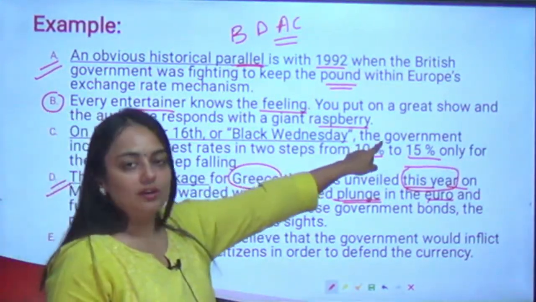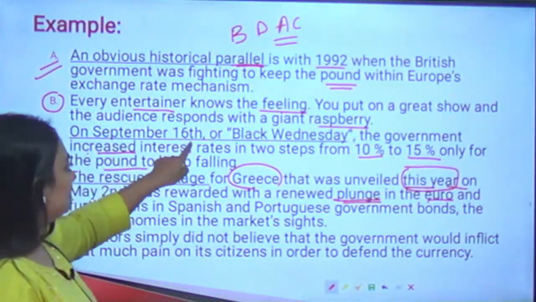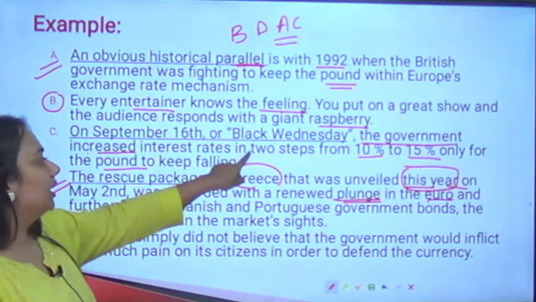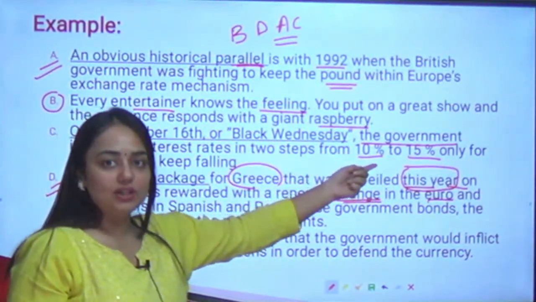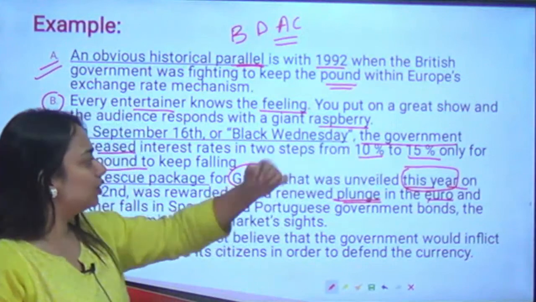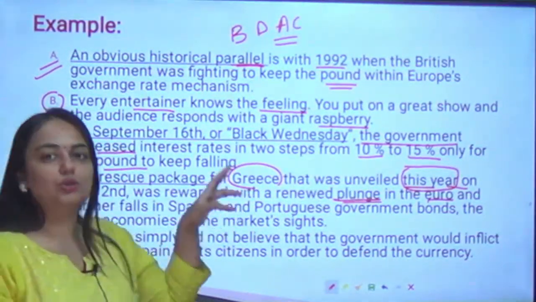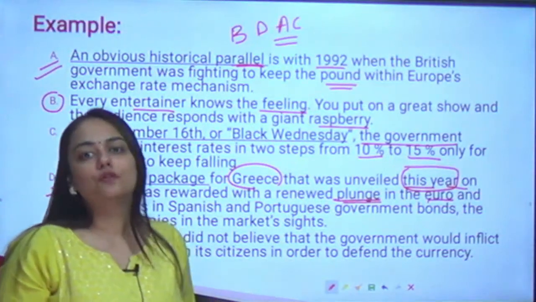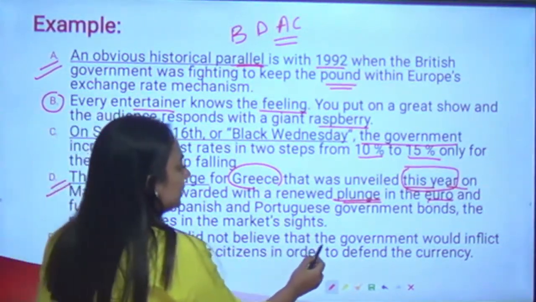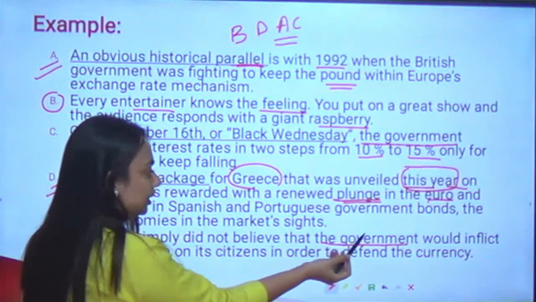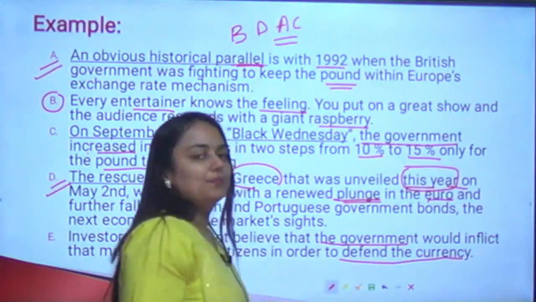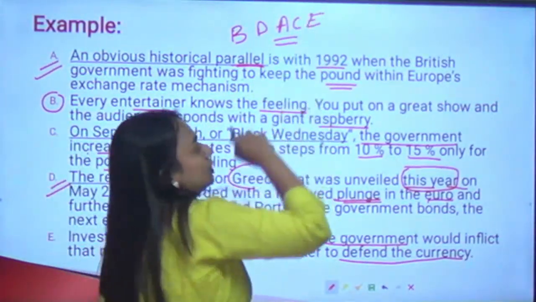Okay, look at this now. The government is the key word here. Let me read it. On September 16th or Black Wednesday, the government increased interest rates in 2 steps. First, they increased it to 10% just to accumulate its revenue basically. The interest rates were increased so much, 10% to 15%, only for the pound to keep falling, and the value of the pound kept on falling. So this was the thing that people could not believe. Investors simply did not believe that the government, so this is the link here, the government would inflict that much pain on its citizens in order to defend the currency. So do you see that? E will be our closing sentence.